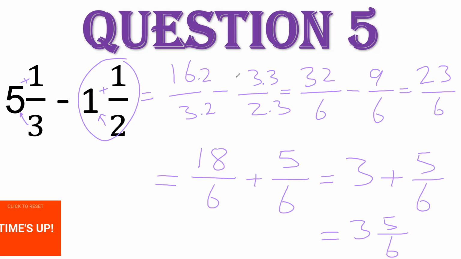This is another option. I think it's much better. We should just remember how to convert this one: 3 times 5 plus 1. And then we are making them equal, from grade 6, you know already. After that, we have done. Question 5 is also done. Let's continue with the next question.